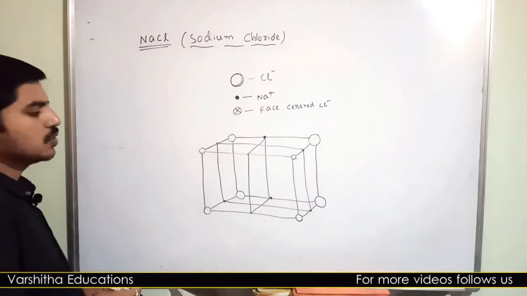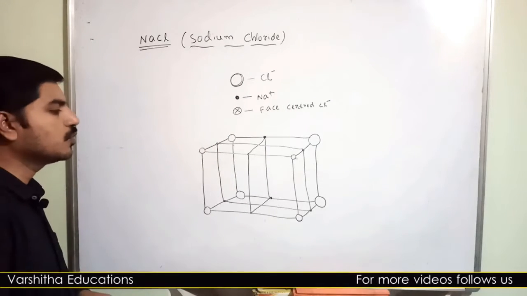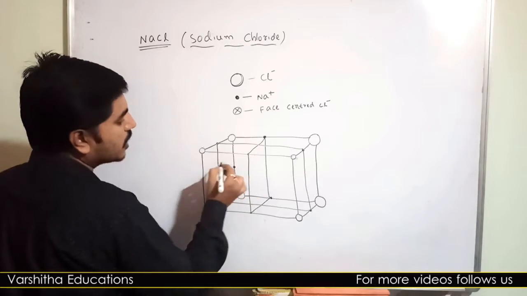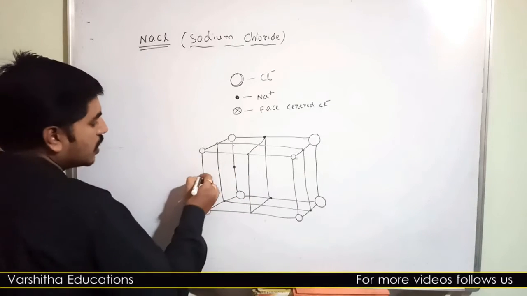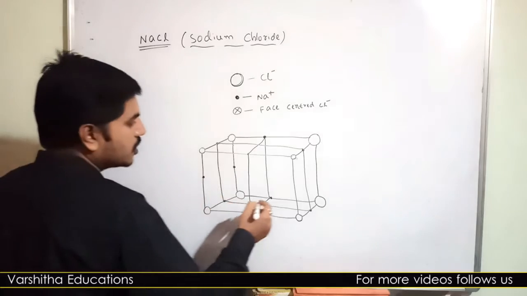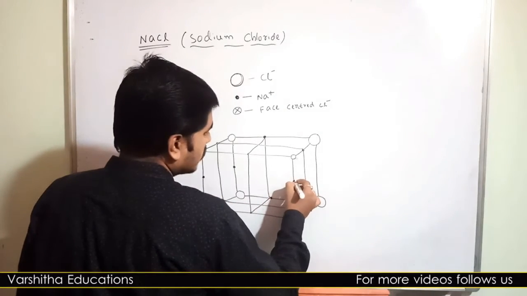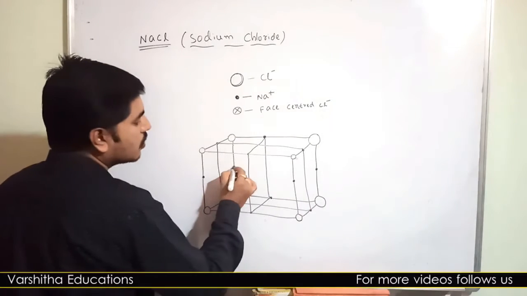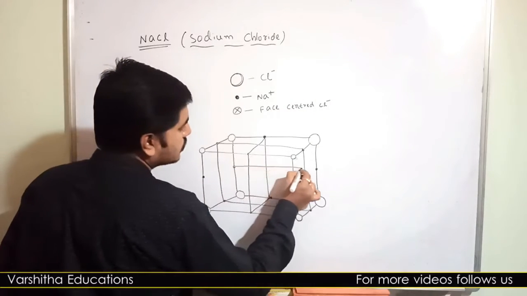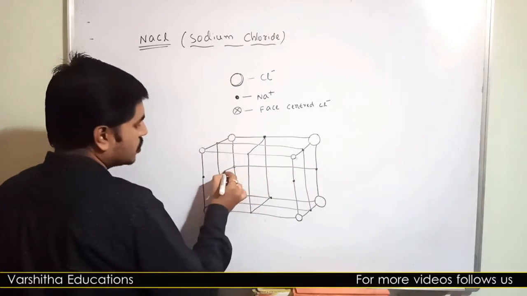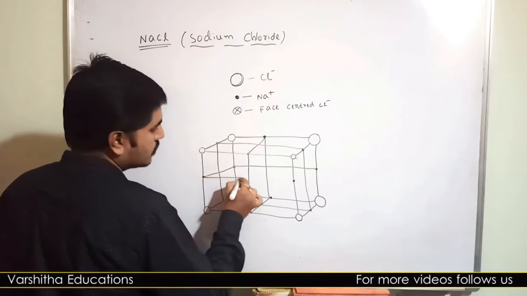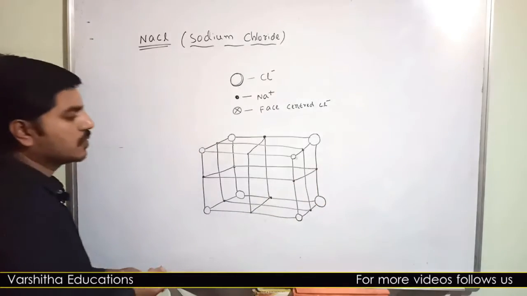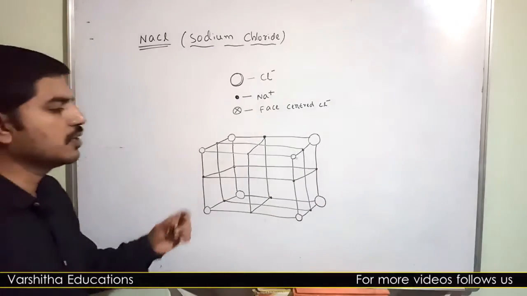One more thing: again in between the 2 chlorines, I take one sodium, and here also one sodium, and here one more sodium, and here also one more sodium has to be present. Now I am going to draw the lines here, and it should be drawn like this. So that is how we can make it horizontally.